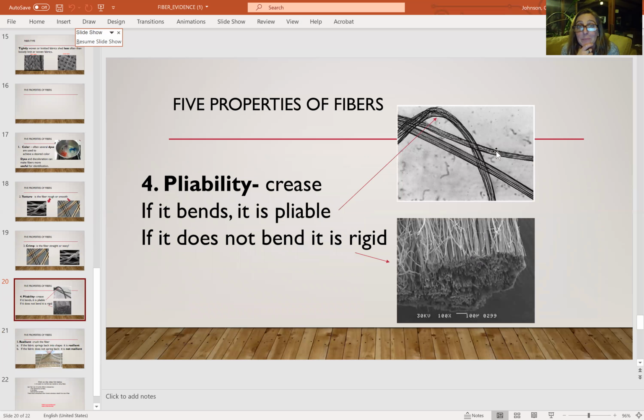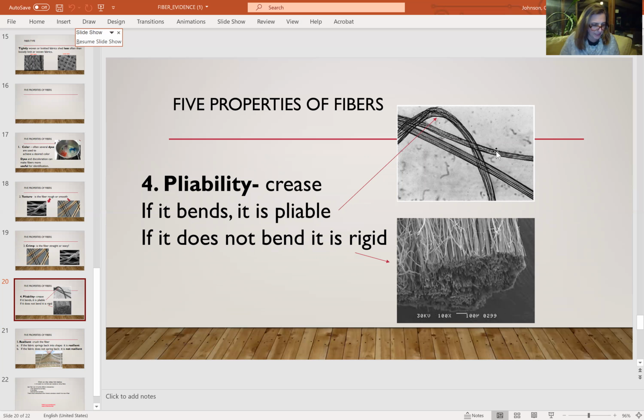Pliability is our fourth property. And you're taking a look at the crease. If it bends, it's pliable. If it does not bend, it's rigid. Or if you bend it and it keeps that fold or that crease, it would not be pliable.